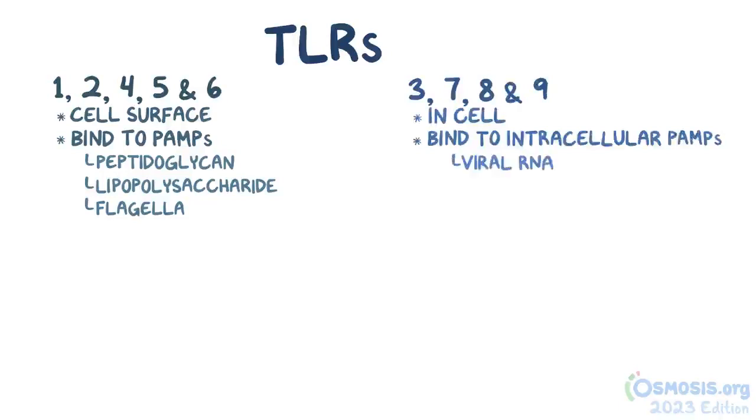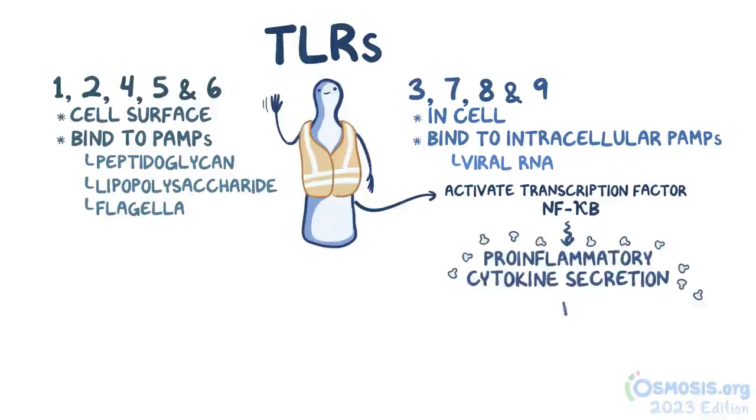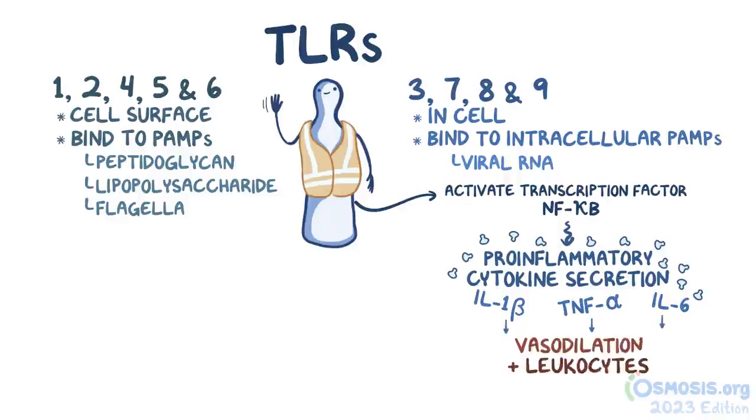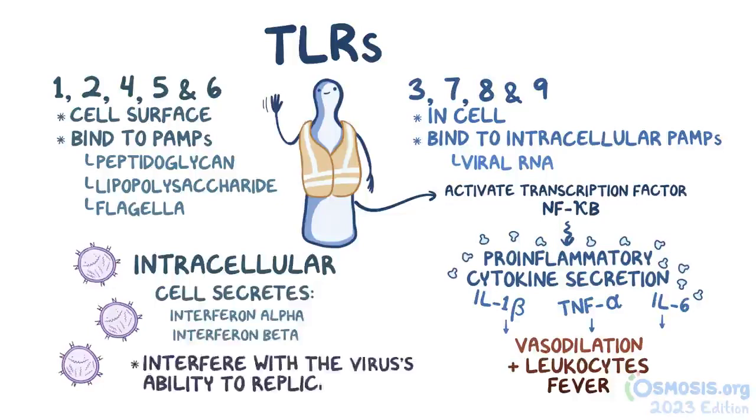like viral RNA. Now, when any of these TLRs gets activated by a PAMP, they activate the transcription factor nuclear factor kappa light chain enhancer of activated B cells, or NF-kappa B, which stimulates the secretion of pro-inflammatory cytokines like tumor necrosis factor alpha, interleukin-1 beta, and interleukin-6. These cytokines cause vasodilation, bring more leukocytes to the area, and induce fever. If the pathogen is intracellular, the cell starts to secrete interferon alpha and interferon beta, which interfere with the virus's ability to replicate in nearby cells.